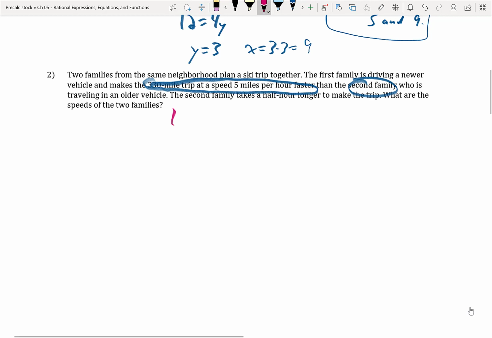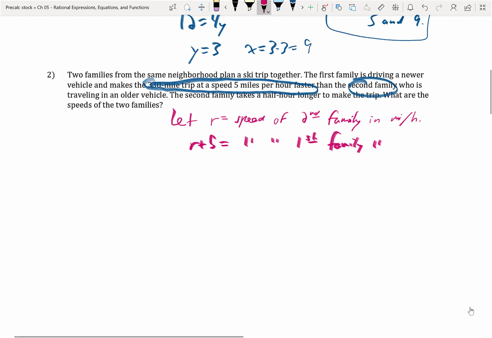So, this is telling me that I should let r equal the speed of the second family. And because of the units, I'm going to do this in miles per hour. And if the other one is 5 miles per hour faster, that's going to be r plus 5 is the speed of the first family in miles per hour. So that gives me the rates of the two. Now let's look at what we can conclude about the times.